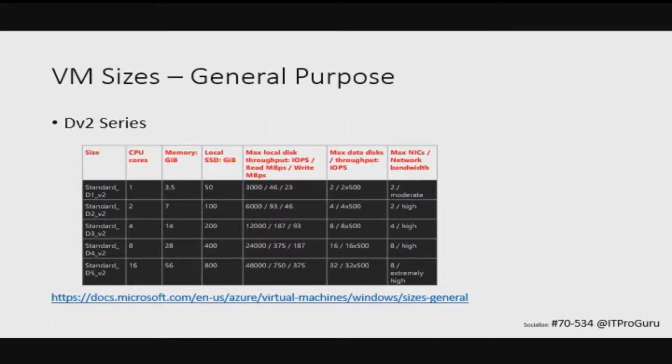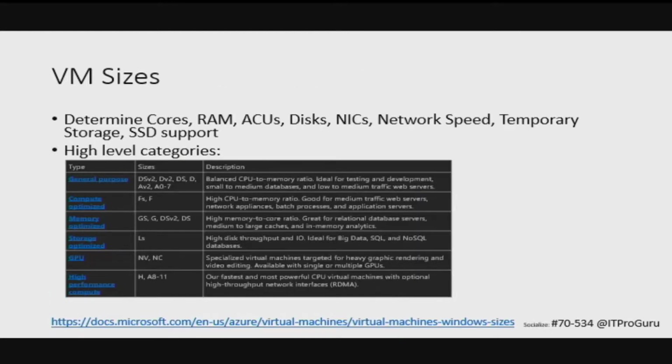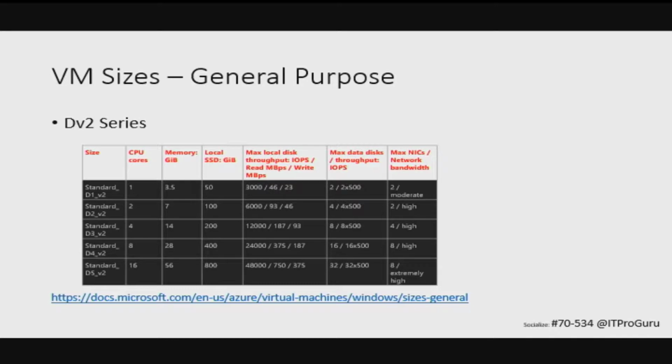So this is just an example of the set of the general purpose VMs, just to give you an idea. I wouldn't say for the test you have to memorize every single VM size and capability, but just realize which series are associated with which high-level category, right? Which are the memory-intensive series, the G series, right? Which are the storage optimized, the L series, and so on.